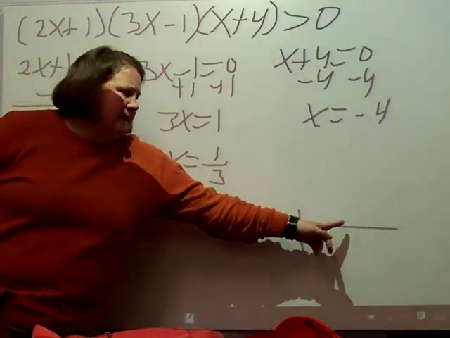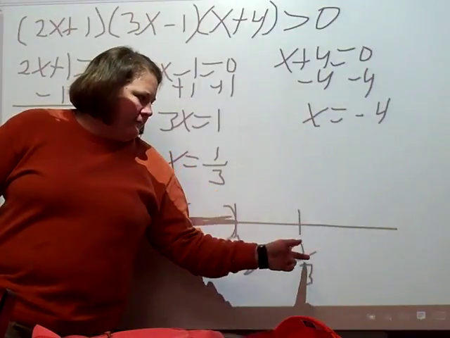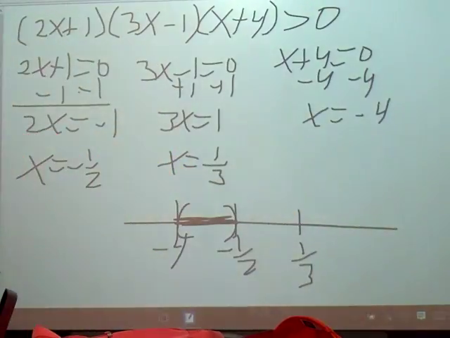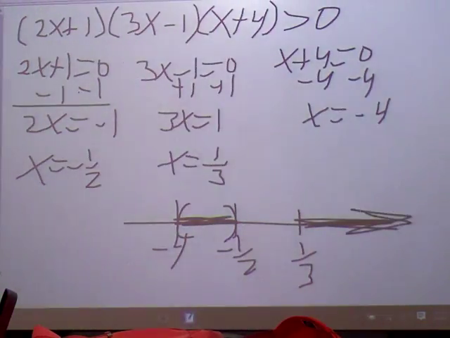I got one more section. Now I'm ready for that one, Zane. Bigger than 1/3. How about that 1? So 2 times 1 is 2, plus 1 is 3. 3 times 1 is 3, minus 1 is 2. 1 plus 4 is 5. Those are all positives, so that's going to be positive, bigger than 0, so that one will be true. So that one will get shaded.